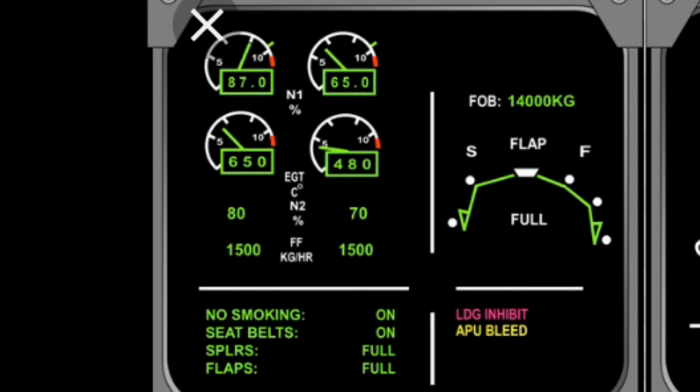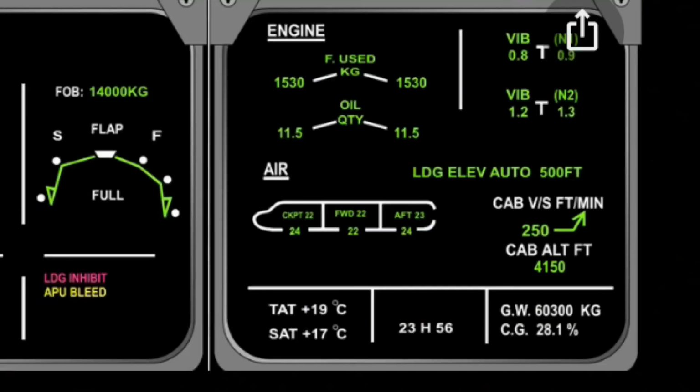The bottom left of the ECAM will display what parameters are on. In the picture, no smoking is on, seat belts are on, spoilers are full, and the flaps are also full. Meanwhile, on the bottom right, there is landing inhibit and APU bleed, and it can also show parameters like ground or landing gear.